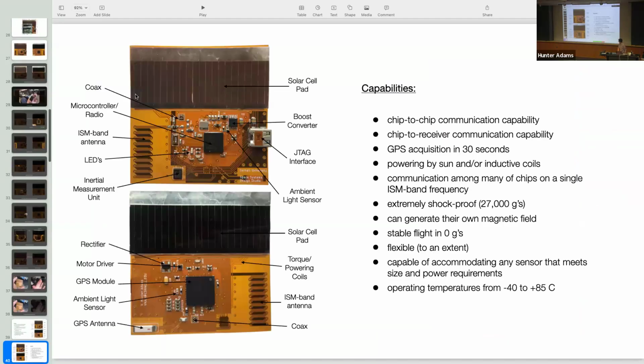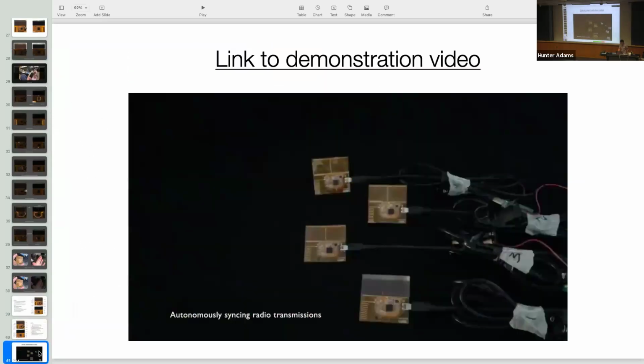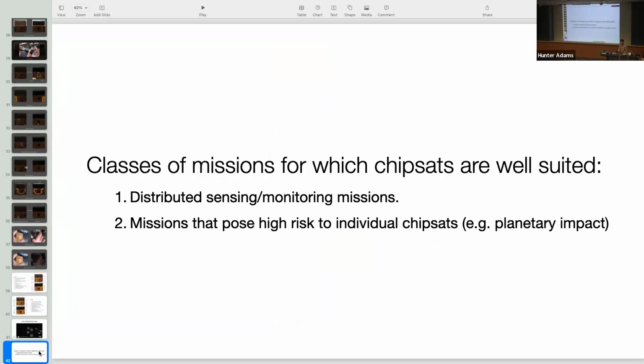So that's a summary of all the hardware and its capabilities, which I've spoken to. Is there anything here to mention? Not really. Okay. So there's a demonstration video that I won't play, but it just exercises all these features.